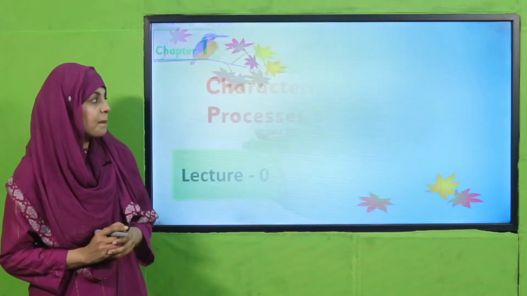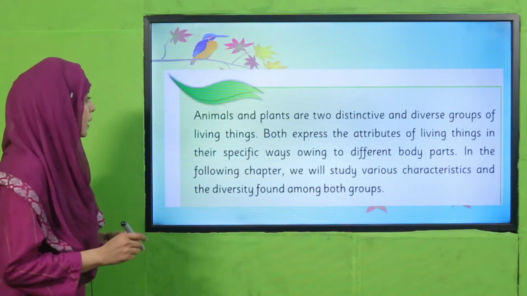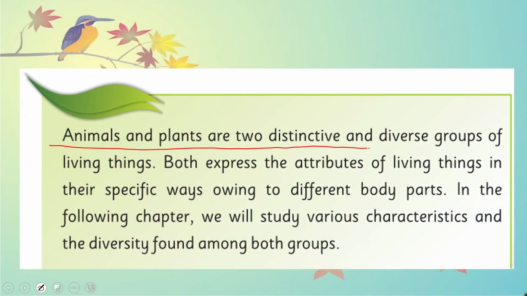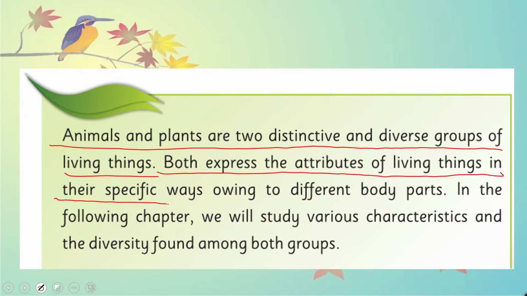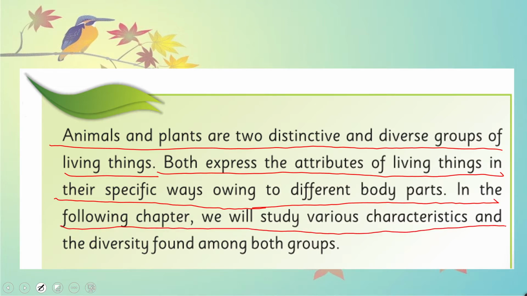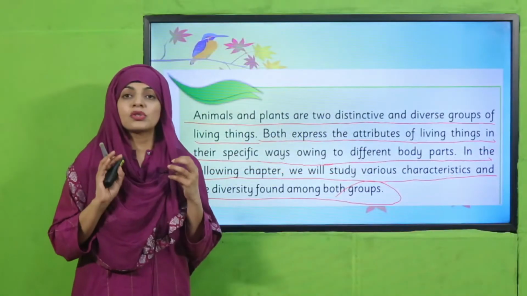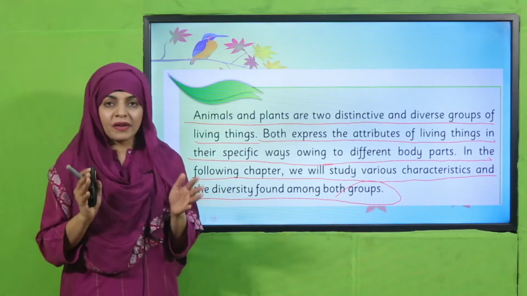So my dear students, in this chapter, you will learn that animals and plants are two distinctive and diverse groups of living things. Both express the attributes of living things in their specific ways owing to different body parts. In the following chapter, we will study various characteristics and the diversity found among both groups. Because we are going to study the characteristics of living things.